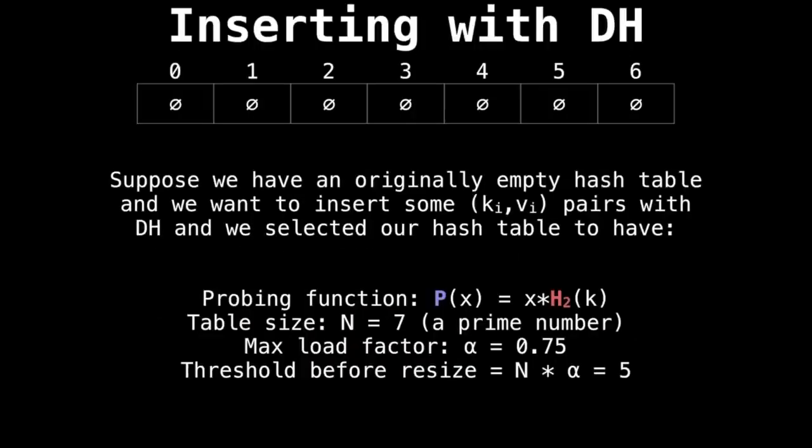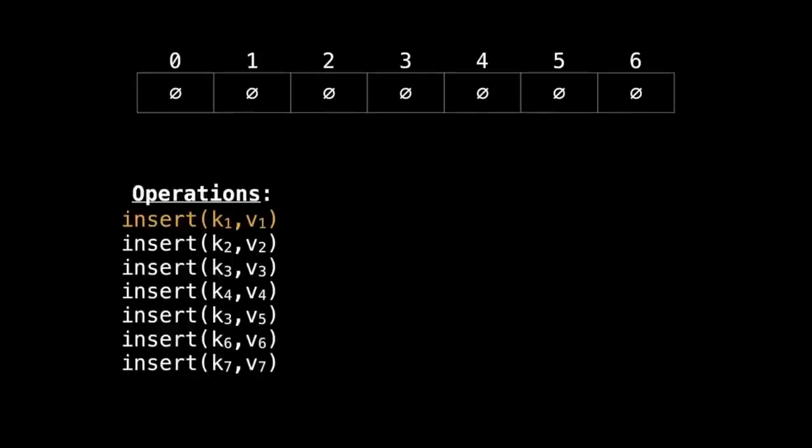Alright, let's have a look at an example with double hashing. Suppose we have an originally empty hash table above, and we selected our probing function to be p of x equals x squared plus h sub 2 of k, which is what we need it to be, and our table size to be n equals 7. Notice that that's a prime number, and we set our max load factor to be alpha equals 0.75, so our threshold to resize is 5, so once we hit 5 elements, we need to grow the table size.